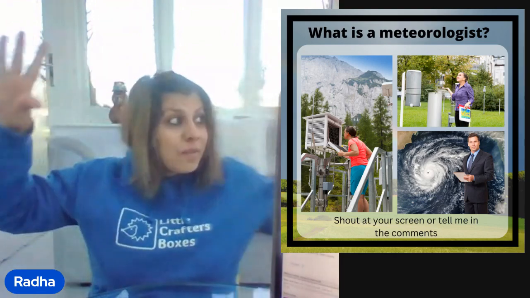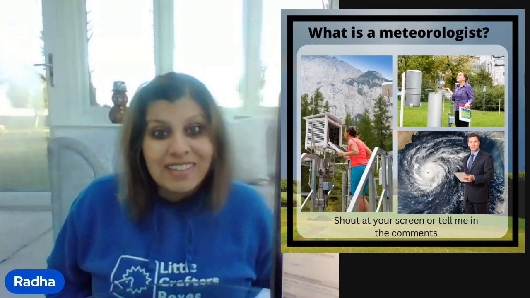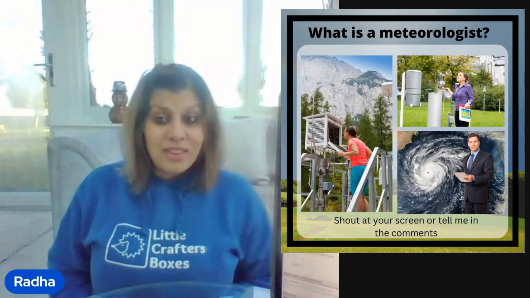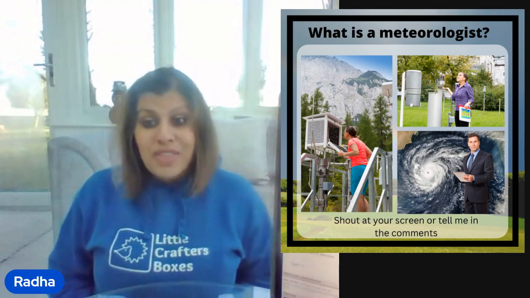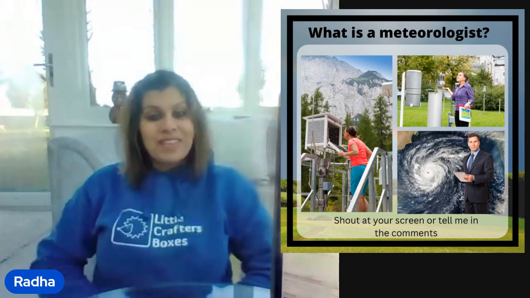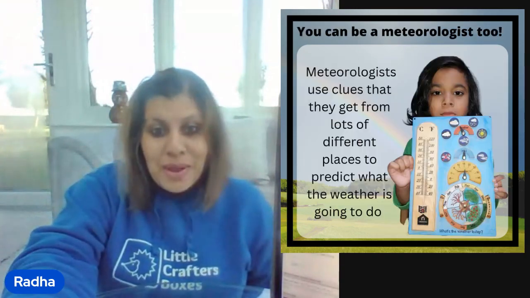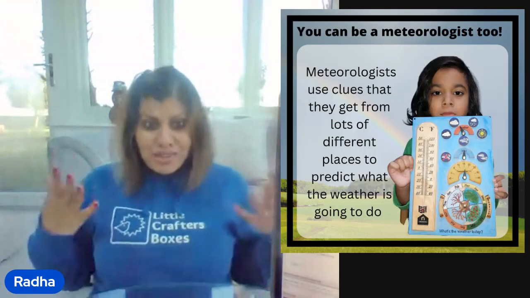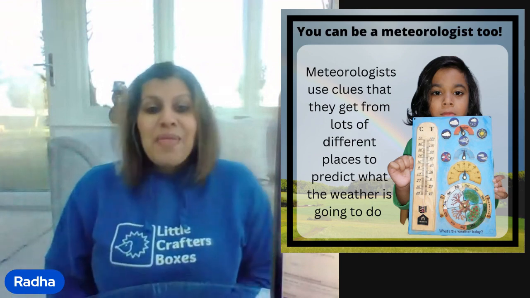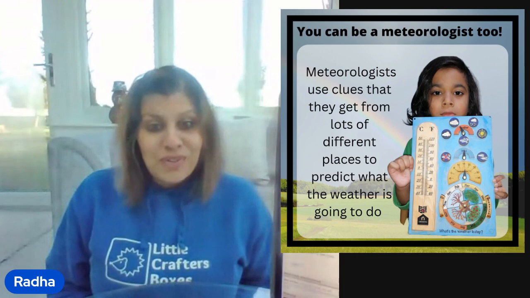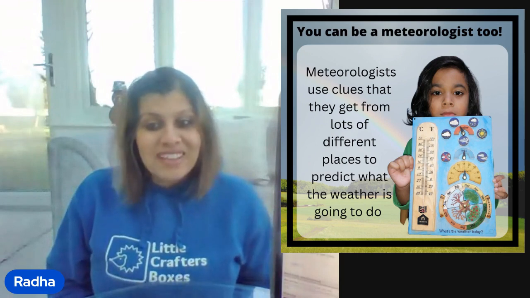They use the information around them, and there actually is lots. I'm going to show you how to find it today to figure out what the weather's going to be. Arib is saying weather scientists. That's right, Arib. That's exactly right. So you guys are going to become weather scientists today as well. Meteorologists use clues that they get from lots of different places to predict what the weather is going to do.